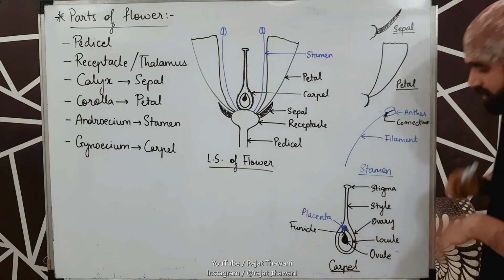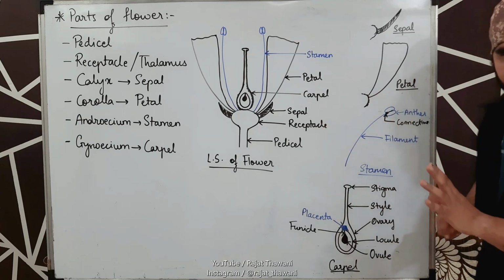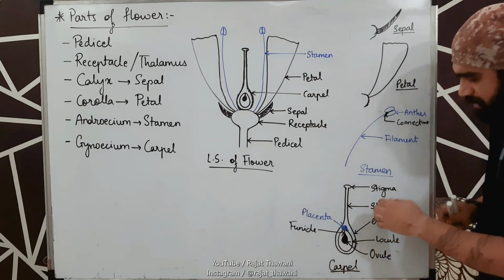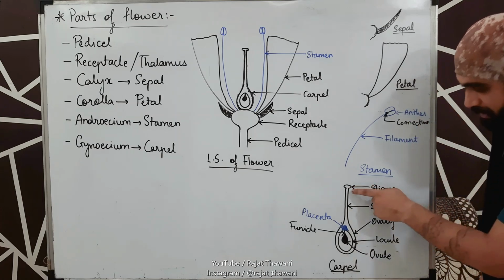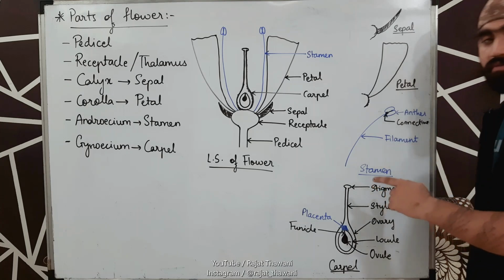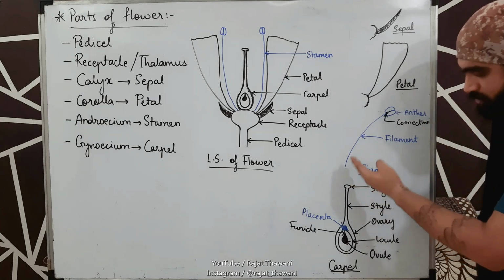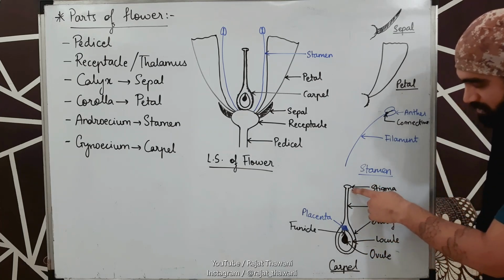Now we come to the last part of the flower, that is the carpel. The carpel basically contains three major parts: stigma, style, and ovary. The stigma is the receptive part. It receives the pollen grains during pollination, which further helps in reproduction. We won't discuss that right now. So this is the stigma.